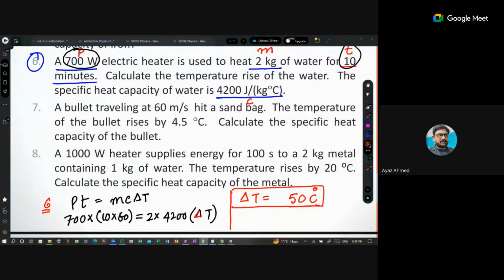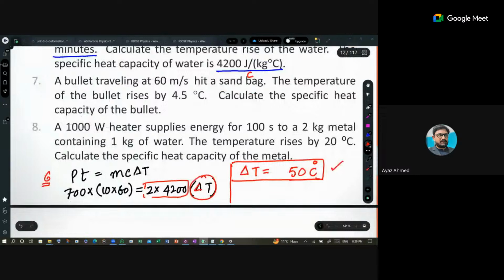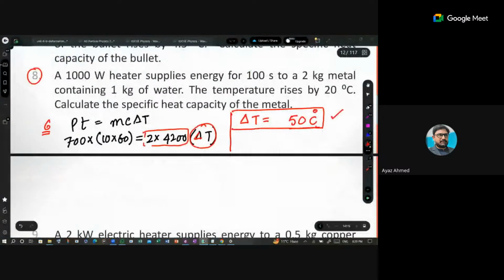When you are going to find delta T, you have to divide this number 8400 on the other side. So just go through whether you are getting this number or not. Yes, sir, the answer is correct. Very good. Okay, is it fine? Now, let's say this last question, question number 10.